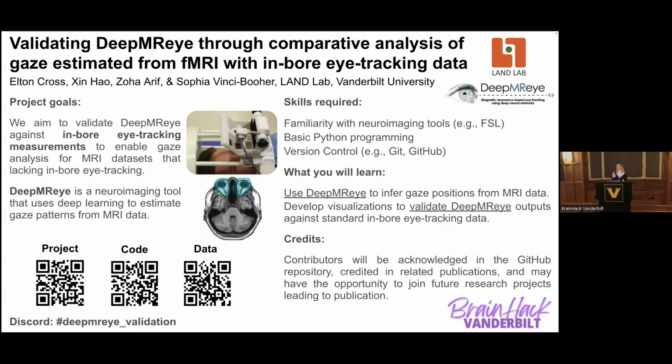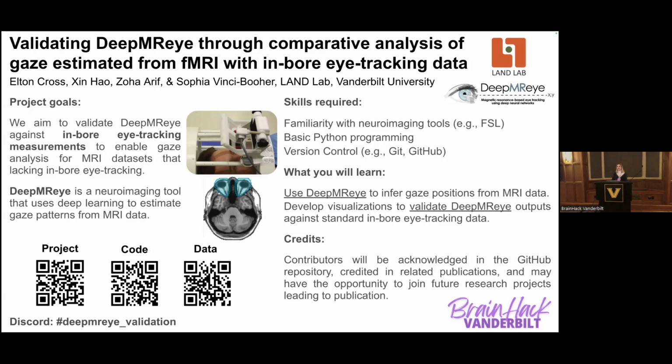However, we want to make sure that at least one team member has experience in neuroimaging tools like FSL, one team member that has experience using Python, and another that has experience with version control such as Git and GitHub. You will learn a lot with this project, namely how to use deep MRI to infer gaze patterns from fMRI data and develop visualizations to validate deep MRI outputs against traditional eye tracking data.